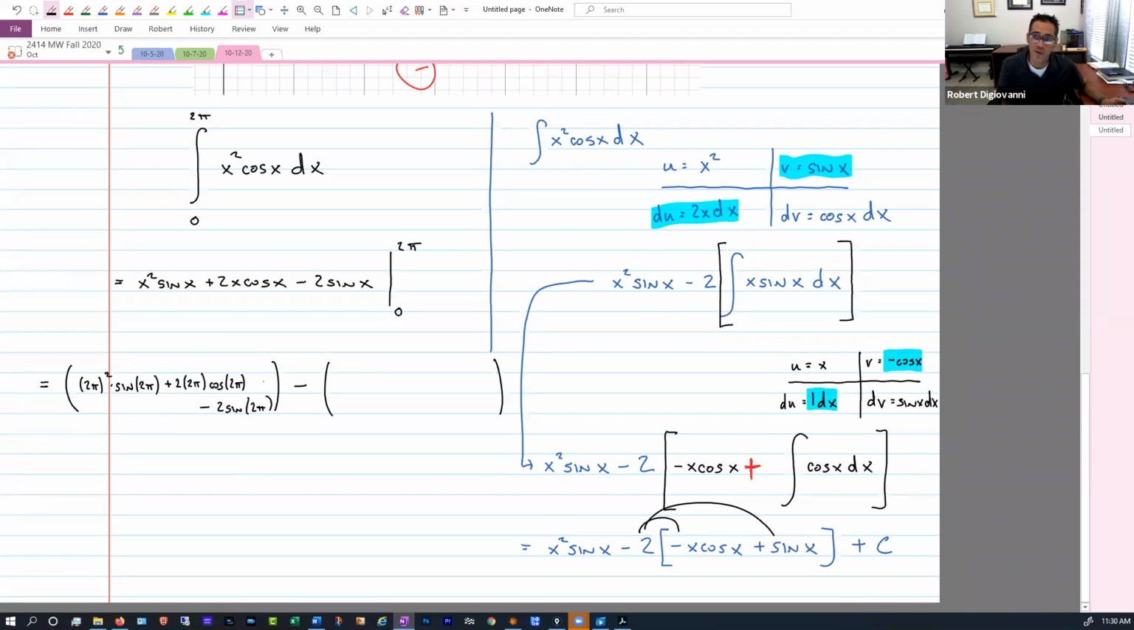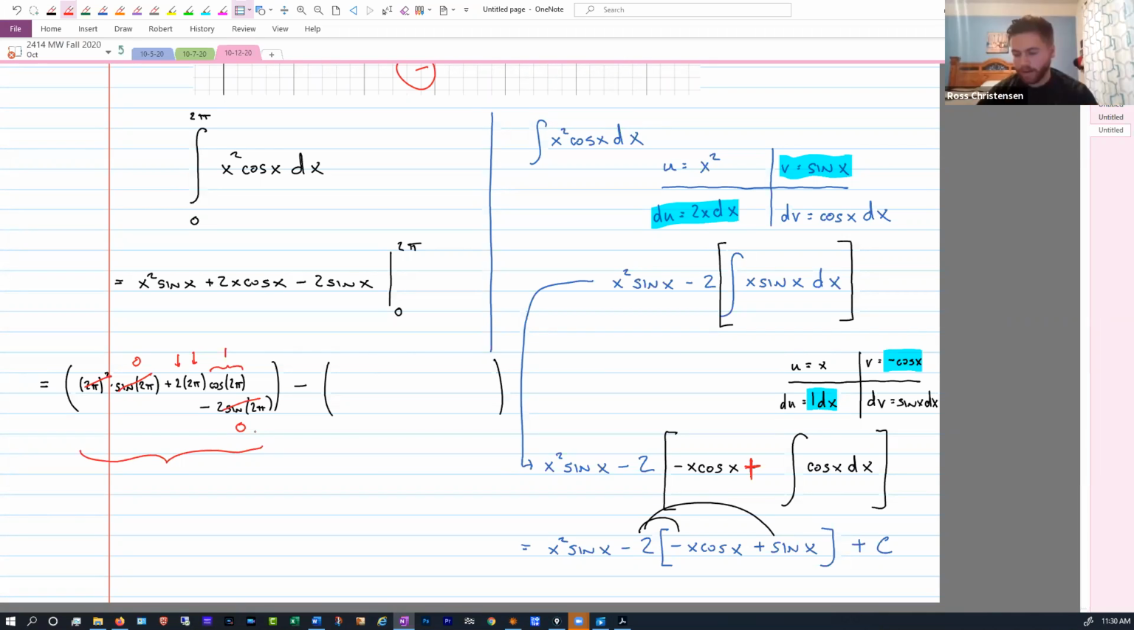Now, what is sine of 2 pi? You have to kind of know that, right? Sine of 2 pi is 0. That kills all that off. So all we have is this piece here. We've got the 2 pi. What is cosine of 2 pi? We've done that, that's just 1. So what does this first piece turn out to be? 4 pi.